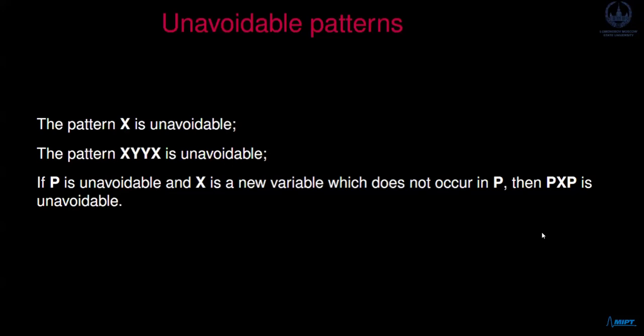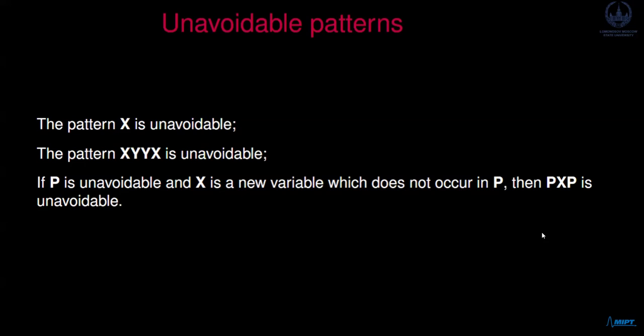Now let's move on to the concept of unavoidable patterns. An unavoidable pattern is a pattern that will inevitably appear in any sufficiently long word over a given alphabet. The pattern X, representing a single letter, is clearly unavoidable because any word contains individual letters. Similarly, the pattern XYYX is also unavoidable, regardless of the word. If it is long enough, you can always find this pattern of repeating letters or blocks.